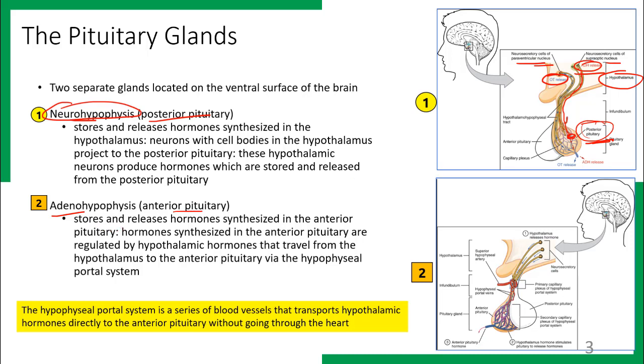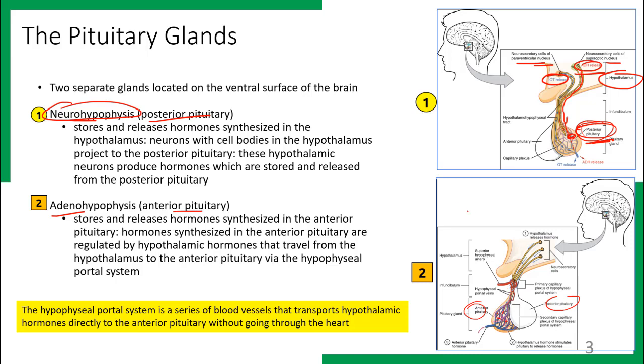And so what happens over here, again, this is the posterior pituitary that you see over here, and the diagram down below is that of the anterior pituitary. So what you see is that there's a few different types of cells in the anterior pituitary that produce, store, and release hormone. And the link between the anterior pituitary and the hypothalamus is the fact that the hypothalamus releases hypothalamic hormones, and that travels directly to the anterior pituitary, and those hypothalamic hormones can regulate the release of the anterior pituitary hormones.